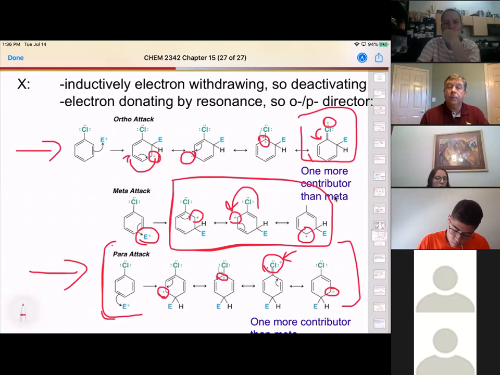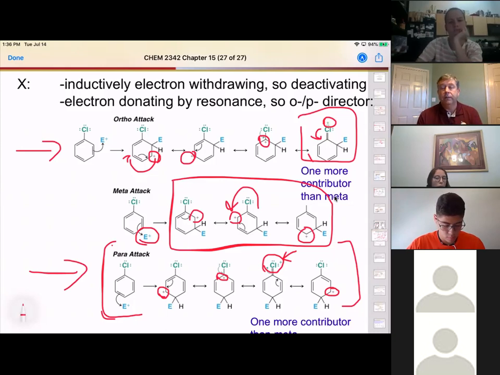So that's why even in the case of a halogen that is inductively electron withdrawing, it directs ortho-para. By induction, it deactivates. By resonance, it directs ortho-para. Things with lone pairs that can contribute to a resonance structure are going to be ortho-para directors. The only reason the halogens are considered deactivators is because of the inductive electron withdrawing effect.